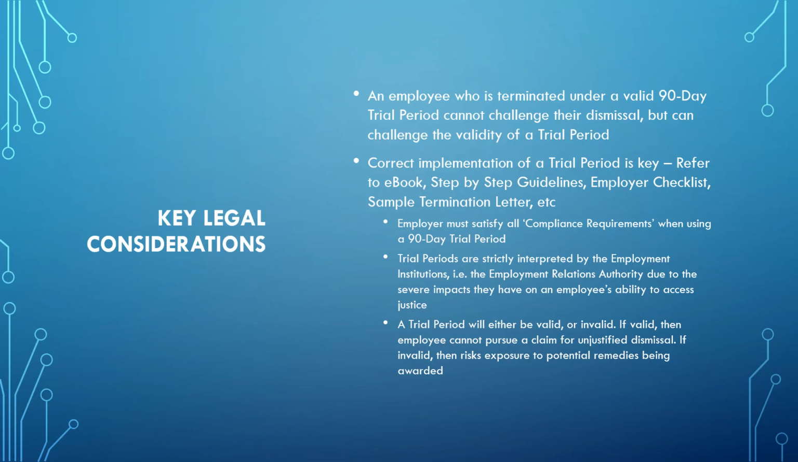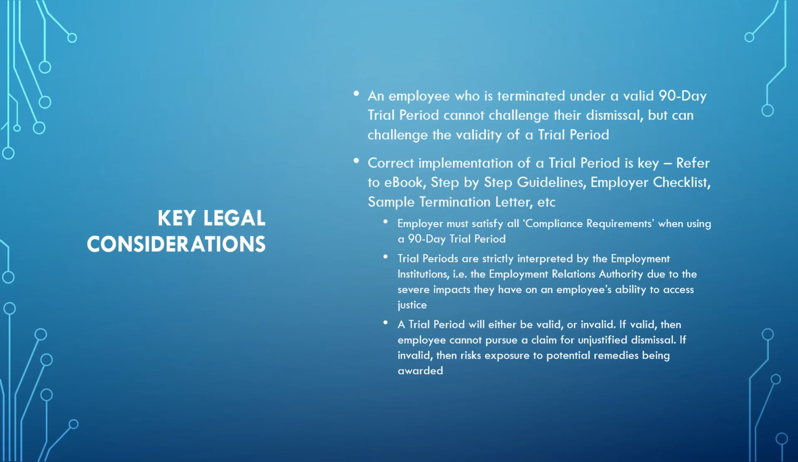This is because 90-day trial periods are very strictly interpreted by the employment institutions, being the Employment Relations Authority and the Employment Court, and this is due to the severe or very detrimental impacts that they have on an employee's ability to access justice. So in summary, a trial period will either be valid or invalid. If valid, then the employee cannot pursue a claim for unjustified dismissal, or if they do, they will invariably lose that if the trial period is valid. Why? Because the 90-day trial period shuts the door or extinguishes, it precludes an employee's ability to raise that specific category or class of personal grievance claim.